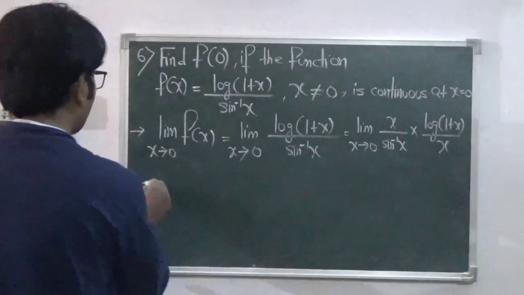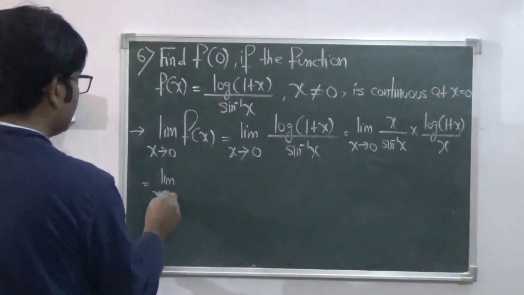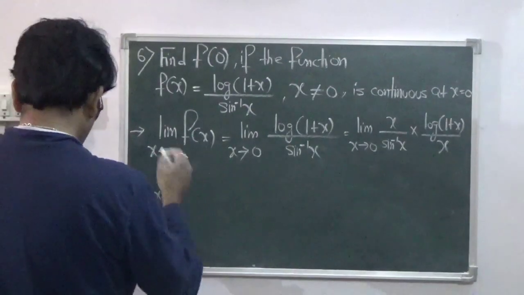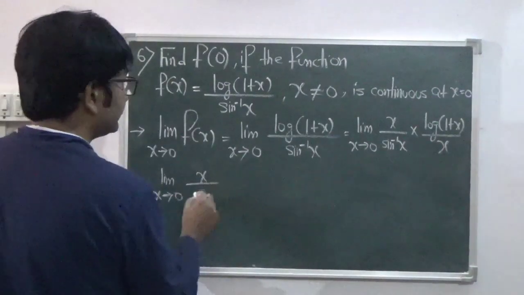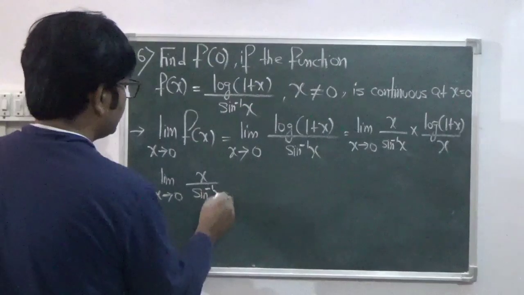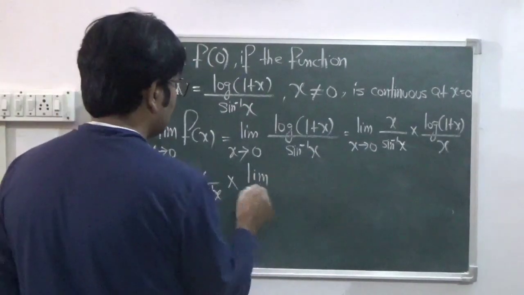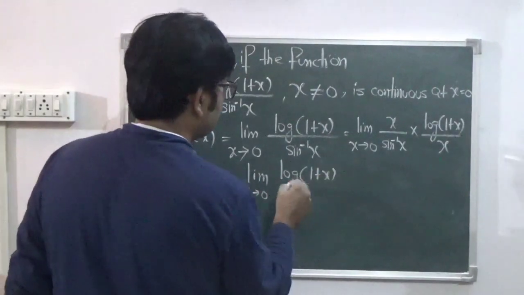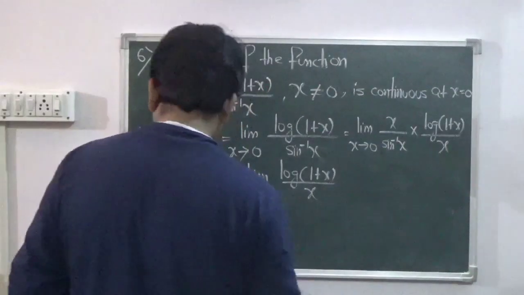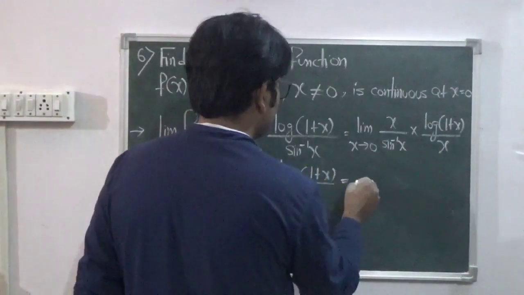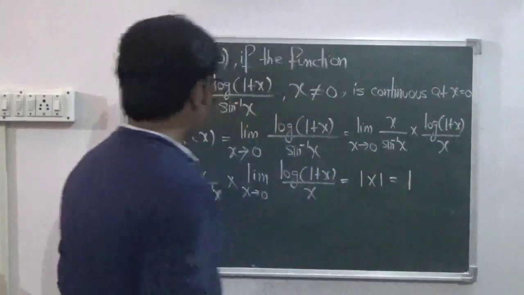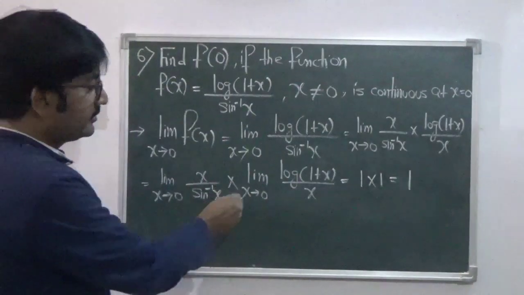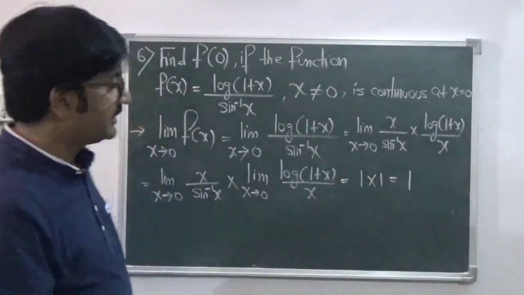So we have limit x tends to 0, we separate it, x by sine inverse x into limit x tends to 0 log of 1 plus x by x. So this is equal to 1 into 1, that is equal to 1. Limit x tends to 0 x by sine inverse x is 1, and limit x tends to 0 log of 1 plus x by x is also 1. So you get the value 1.